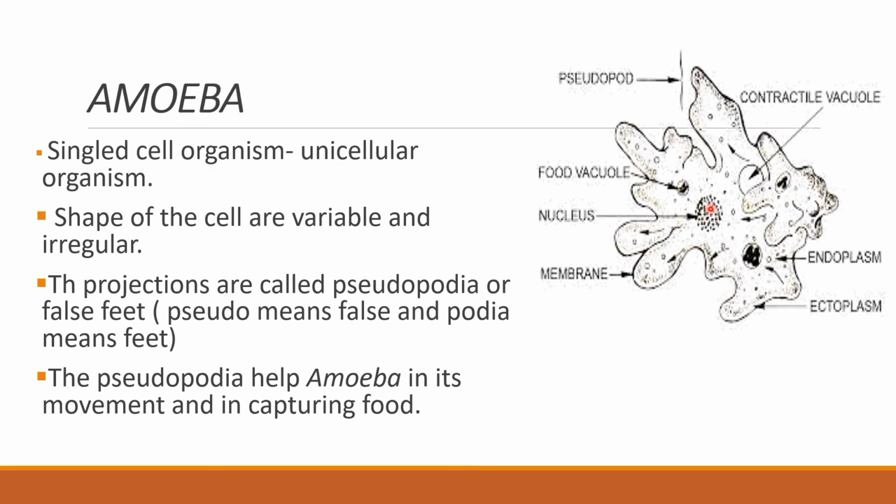Now, they have special structures called pseudopodia. These projections are called pseudopodia. Pseudo means false, podia means feet, so pseudopodia means false feet. These pseudopodia help the amoeba in movement and capturing food. So this is all about cells, their shape, their size, and we have also talked about the amoeba.